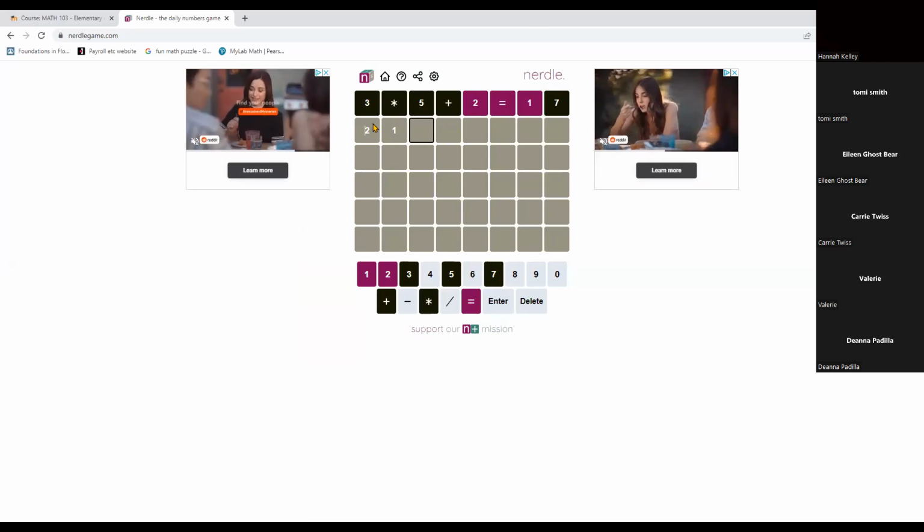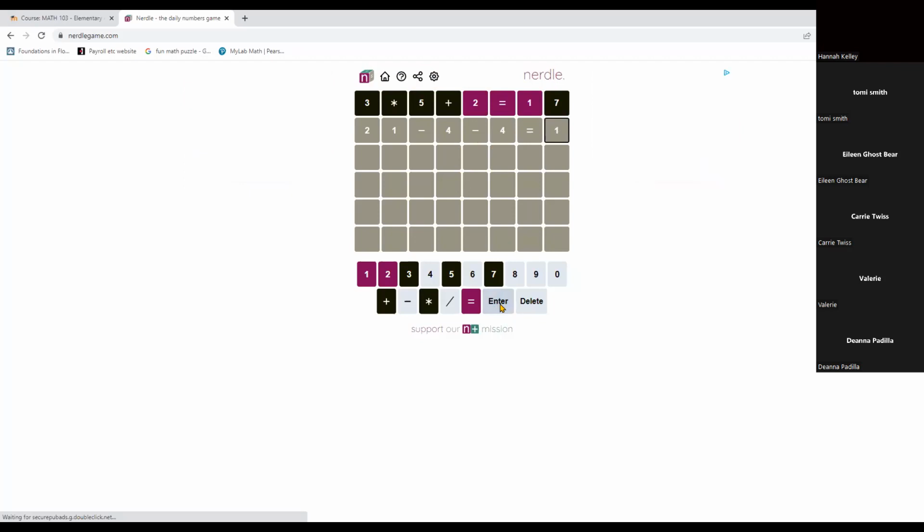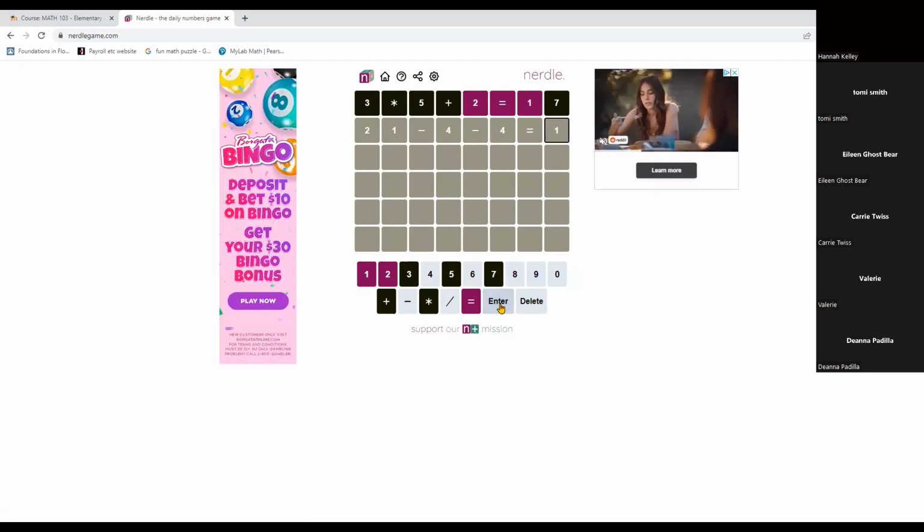If I did 21 minus 4 times, oh, no, minus again then. 21 minus 4 is 17. Oh, let me show you a wrong one. Minus 4 equals 1. If you do your math wrong and then enter, it'll say that doesn't compute, you didn't do that right. But it's good practice if you like that kind of stuff.